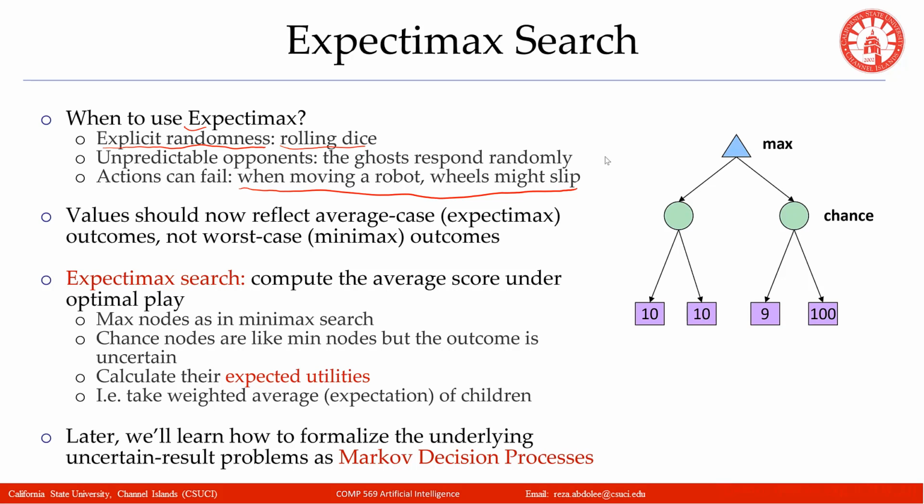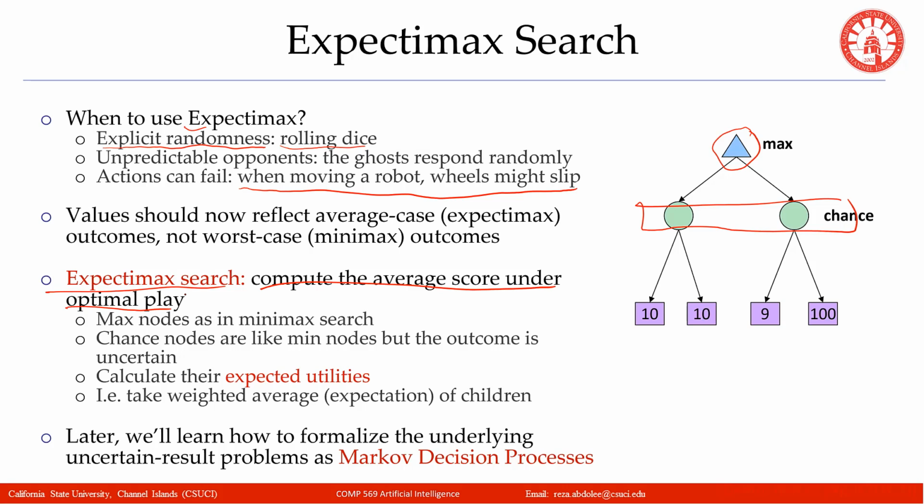Okay, expectimax search is kind of similar to minimax. The maximizer does its own thing as in minimax. The minimizer is going to be replaced with a chance node. For the chance node, basically, we compute the average score under optimal play. So what do we mean by that?